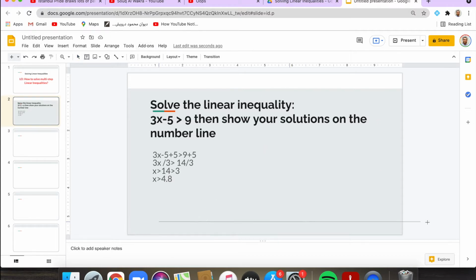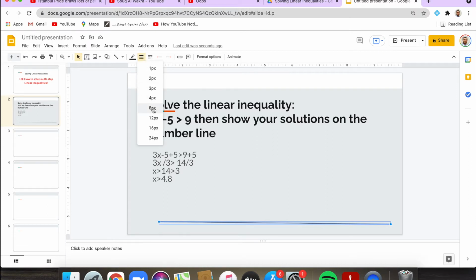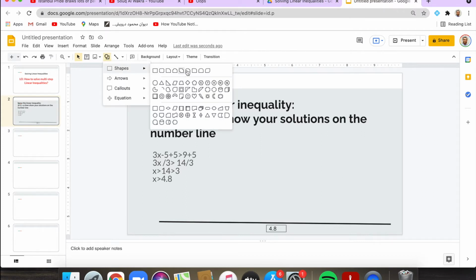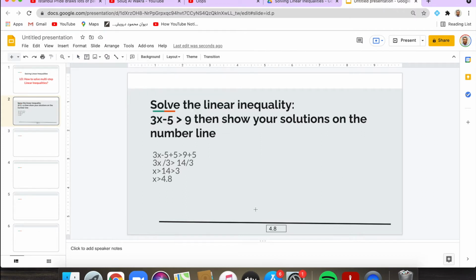So I will draw a line here. Then I will put the point 4.8 on it. Let me just change it. So I will enter a text, so the number 4.8 is here, which is x. Now I will draw a circle. Should this circle that represents number 4.8 be colored or not colored?